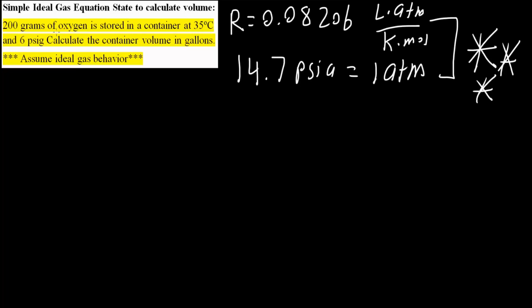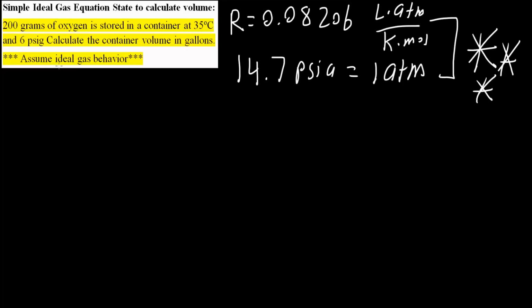In this video, we will solve this problem right here, and if you want, you can pause the video and attempt to solve it. And so let's get started. So you have 200 grams of oxygen, and it is being stored in a container at 35 Celsius and 6 psig. We want to calculate the container volume in gallons.